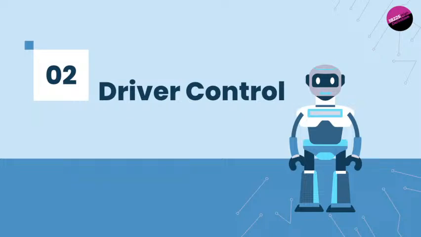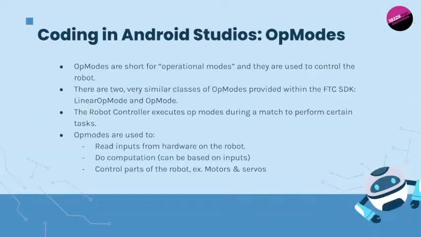Okay, so section two is driver control. That's the driver control period that I talked about at the very beginning, right? It's controlled by people with controllers. When you want to code in Android Studio, you're going to be coding things called op modes. Op modes are short for operational modes, and they're used to control the robot.